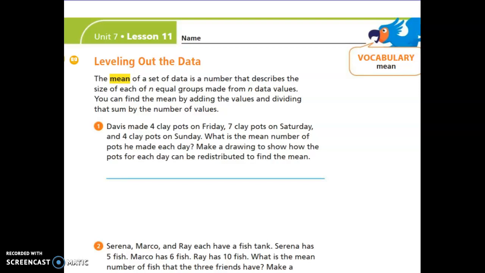Look at number 1 with me. It says Davis made 4 clay pots on Friday, 7 clay pots on Saturday, and 4 clay pots on Sunday. What's the mean number of pots he made each day? Make a drawing to show how the pots for each day can be redistributed to find the mean. Now, if you want to, you can copy the model that I'm going to show you. Otherwise, you can just sit back and relax and watch what I have up on the board.